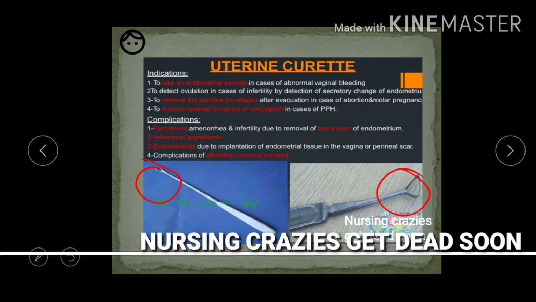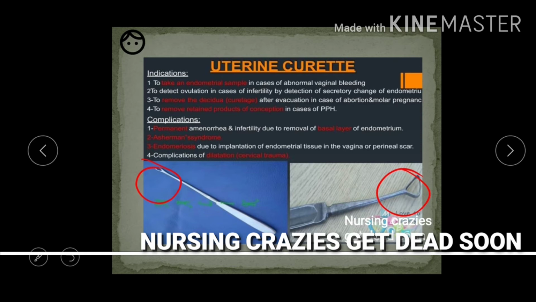Second one is to detect ovulation in case of infertility by detection of secondary changes of endometrium. So mainly we are using this instrument for taking the sample of endometrial layer by scraping the endometrium. Third one is to remove the decidua or curettage after the evacuation in case of abortion, molar pregnancy. So if any adhesions will be there, then we are doing this scraping with the help of this instrument, that is uterine curettage.